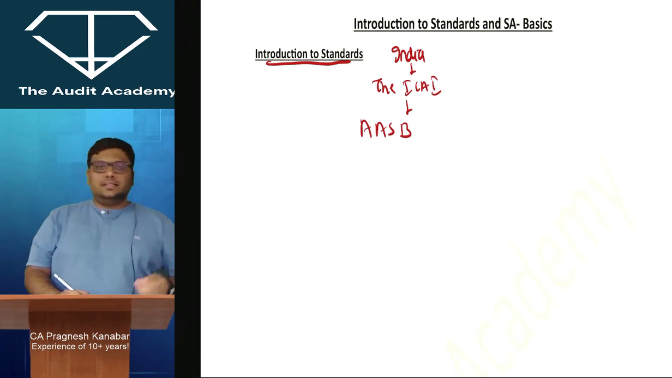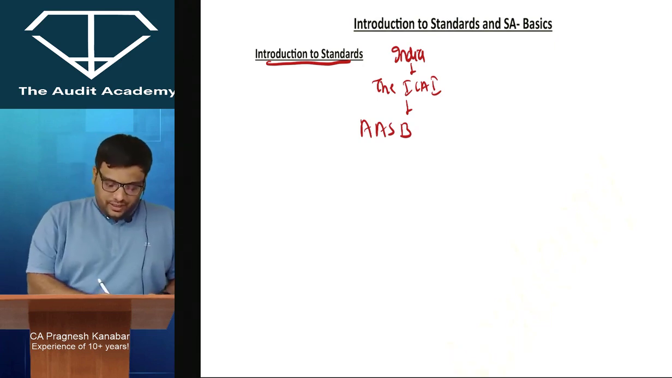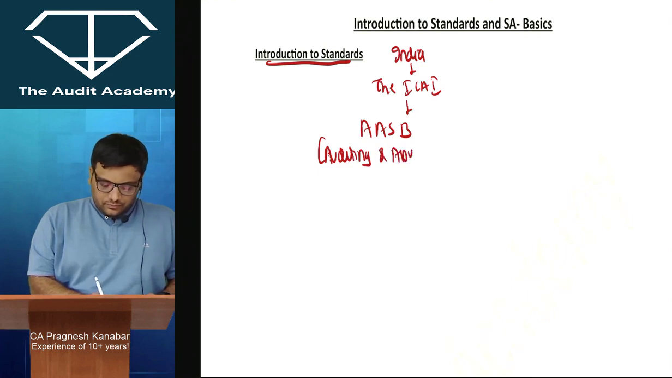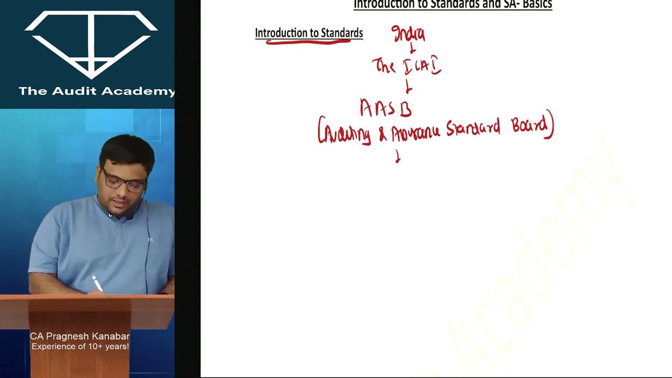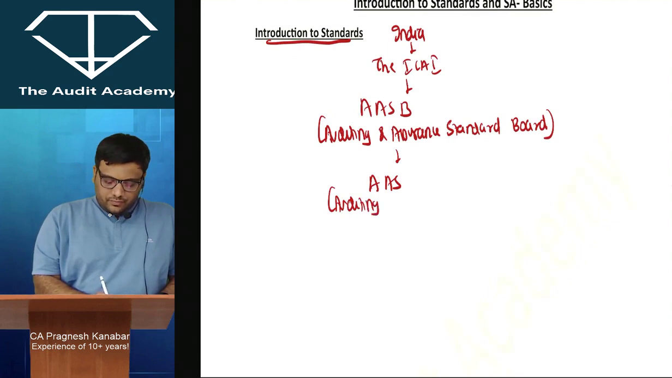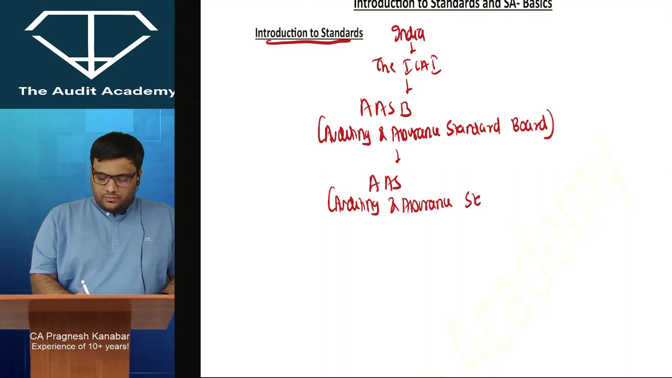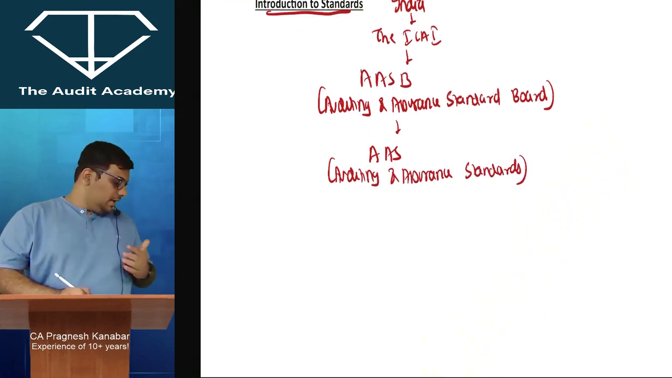So in India, we have the ICAI. The ICAI has created AASB, and AASB is nothing but Auditing and Assurance Standard Board. Okay. Now this AASB has issued AAS, that is Auditing and Assurance Standards.